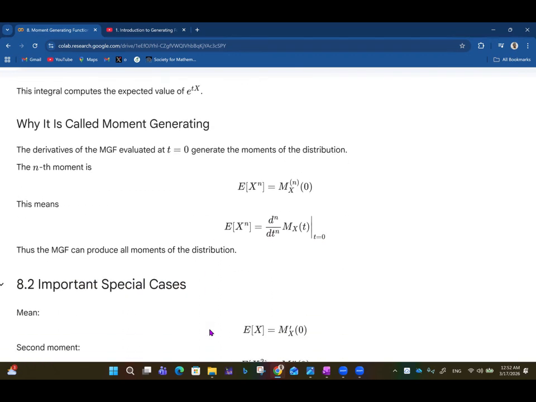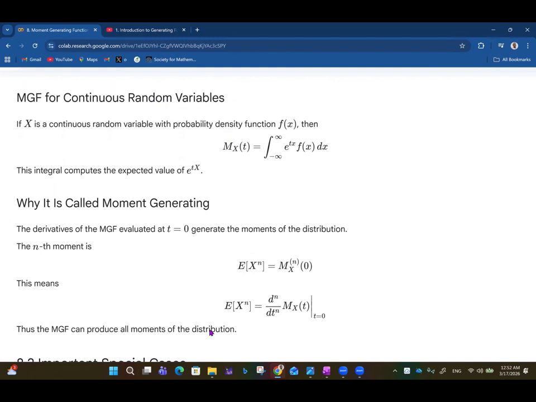Why is it called moment generating? Why do we call this a moment generating function? The derivatives of the MGF evaluated at t equals 0 generate the moments of the distribution. So the nth moment, the expectation of X raised to the power n, is M_X^(n)(0). This means that the expected value of X^n is the nth derivative with respect to t of M_X(t) evaluated at t equals 0. Thus, the MGF can produce all moments of the distribution. So if you need the second moment, differentiate twice. If you need the first moment, differentiate once, and so on and so forth.